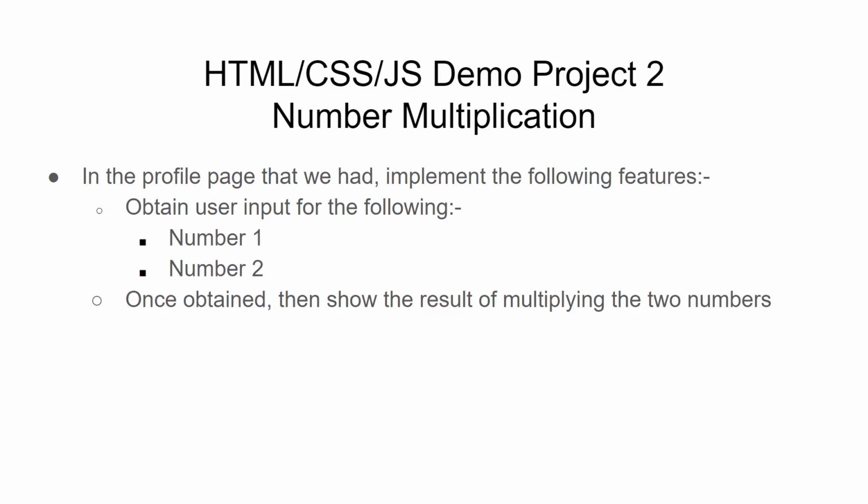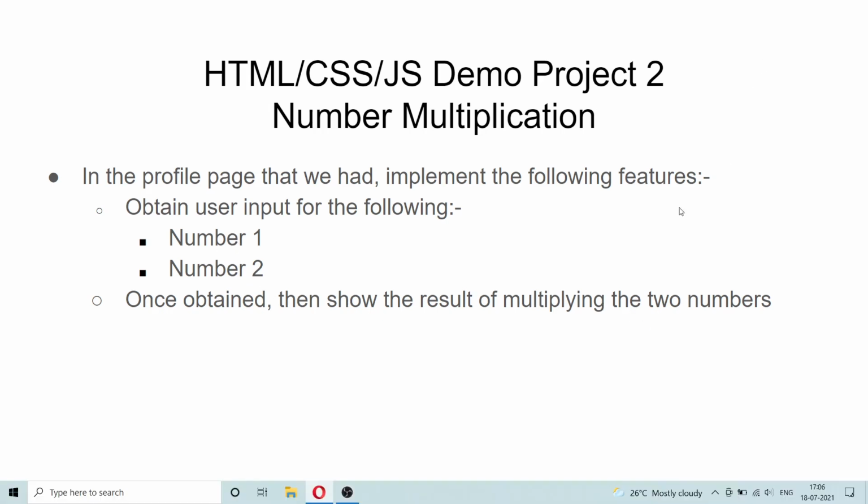In this video, we're going to have a look at the solution for the demo project 2, where we saw that we are supposed to get the inputs for two numbers from the user and then use those two numbers to multiply them and show them the result. So let's have a look at how to do this.